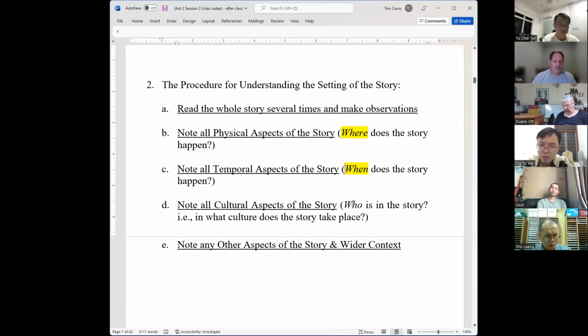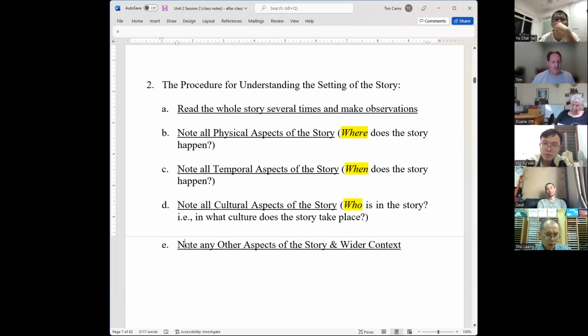And then finally, we want to look for the cultural element of the story. That is, in what culture does the story take place? Who are the people involved? Are they people of Israel or Judah? Or, if we're reading John 4, that involves the Samaritans. So what do we know about the Samaritans? What do we know about the Jew and Samaritan relationship? So we want to look for cultural aspects. What do we know about the people groups involved in the story? That can be very important.